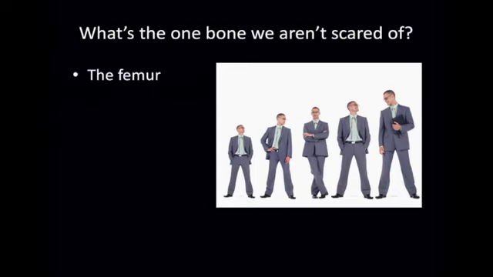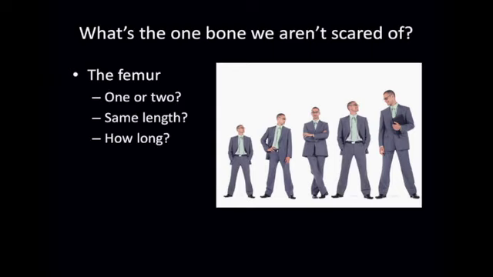focus on the bone that we all look at all the time. We are not scared of the femur. We measure it on every study that we do. So think about the femur. Are there one or two? And you might think, really? But yes, you should check that two lower extremities are there and that the femurs are symmetrical in length.